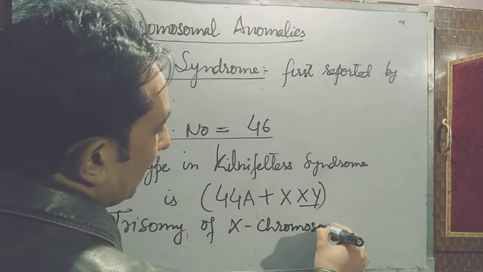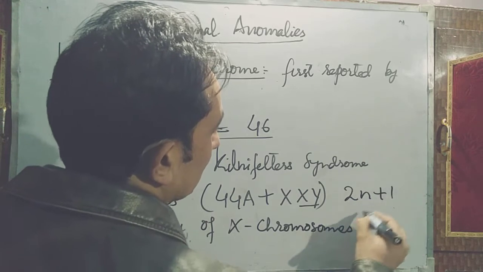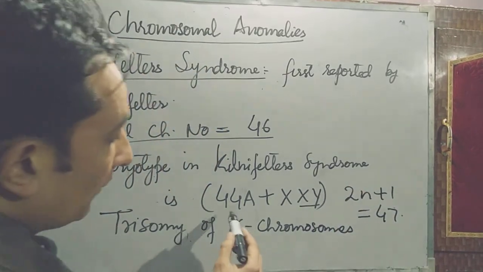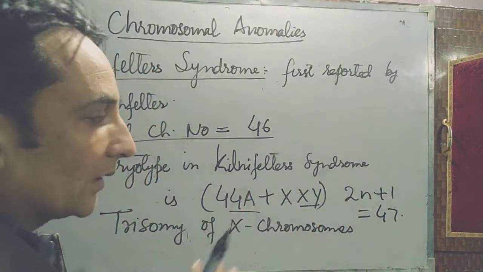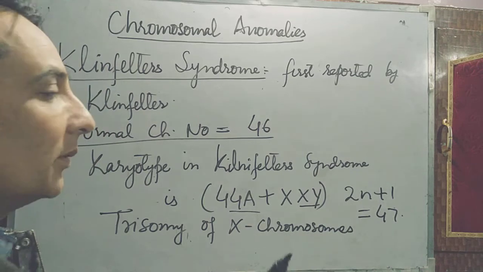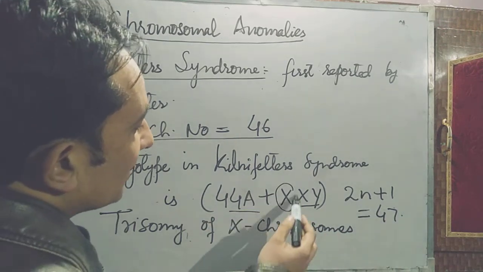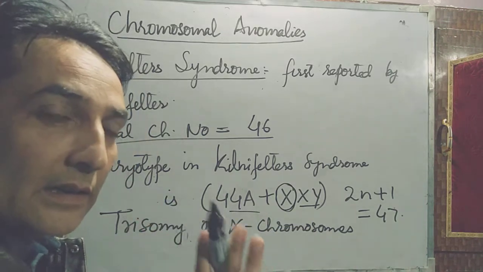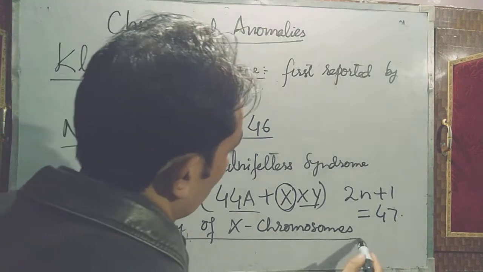It is the same as the condition of 2n plus 1, because there are 47 chromosomes instead of 46. So there are 44 autosomes plus 3 sex chromosomes. 44 plus 3 is equal to 47. So it's a case of trisomy, but it is a case of trisomy of sex chromosome. One extra X chromosome is present over here. That's why we define Klinefelter syndrome as a case of trisomy of X chromosome.